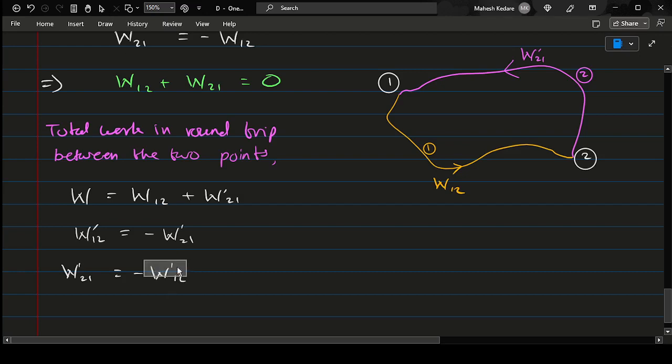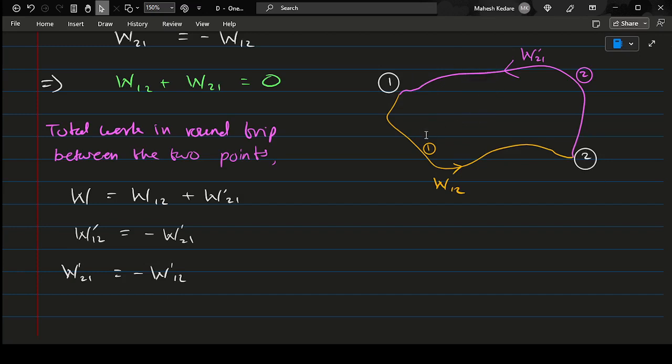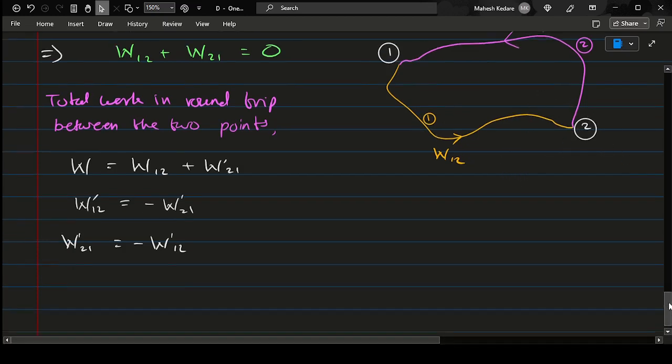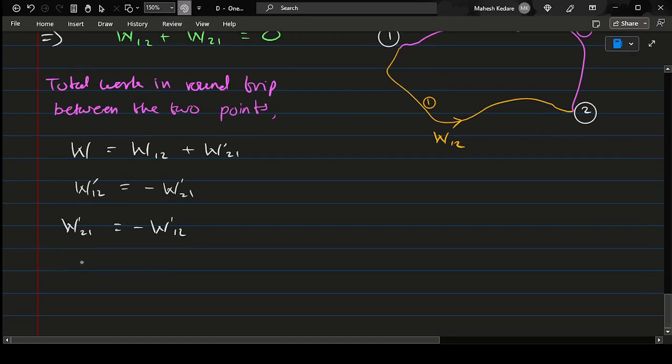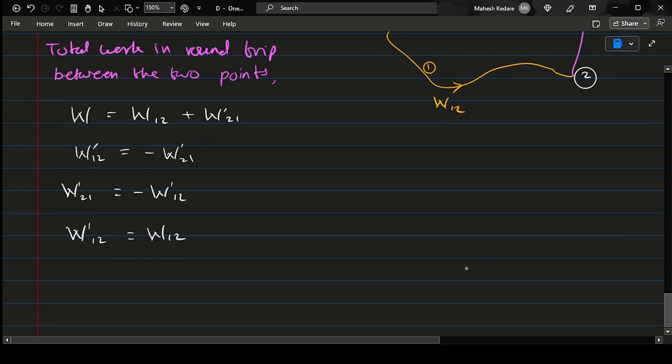Now W'12 represents the work done in going from point 1 to point 2 along the second path, but it must be equal to the work done along the first path in going from the same point 1 to the same point 2, because these are conservative forces. So for conservative forces, the work done W'12 is equal to W12. Only the paths are different, but the two points between which the particle is moving are the same. So W'12 is equal to W12.